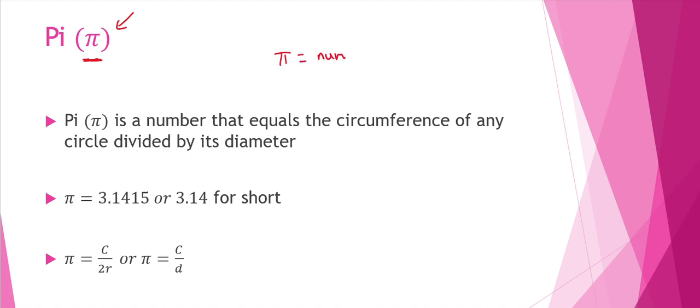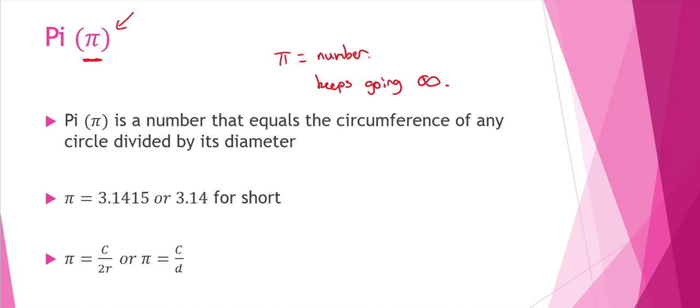Now, pi is a number. It keeps going infinitely, okay? It doesn't stop and it doesn't ever repeat its digits, hence why it's not a recurring decimal. It keeps going and we don't know where the end is.